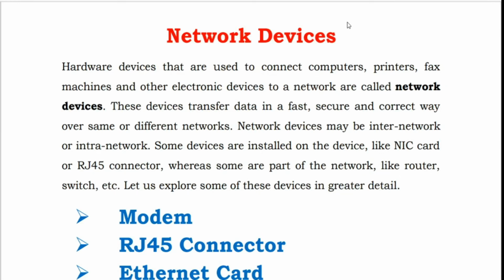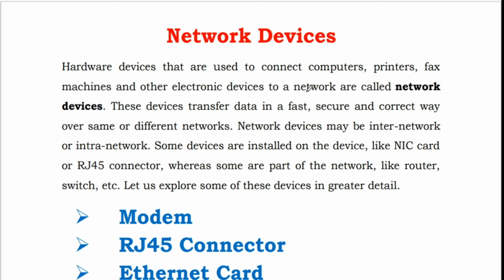So students, in today's class we'll be discussing networking devices. These are the devices which help you to communicate between all the electronic components in a proper way. So what exactly are network devices? These are the hardware devices that are used to connect computers, printers, fax machines and other electronic devices to a network. What a network is and the different types of networks, we have already studied.